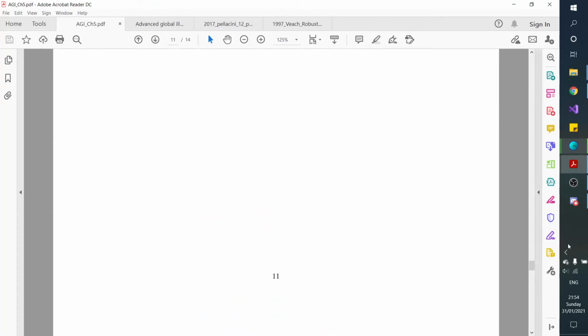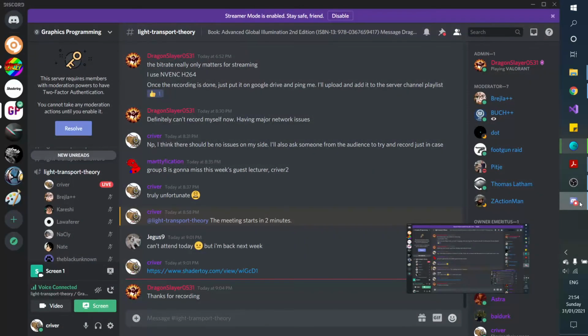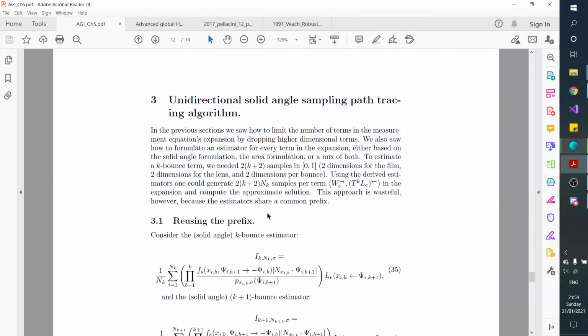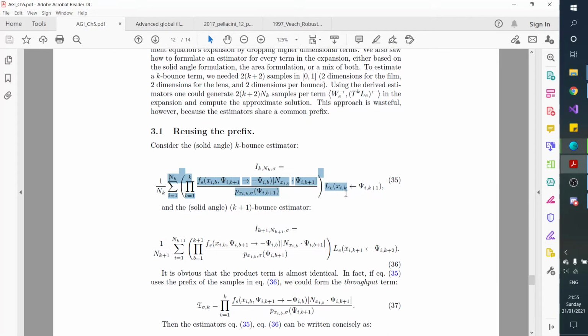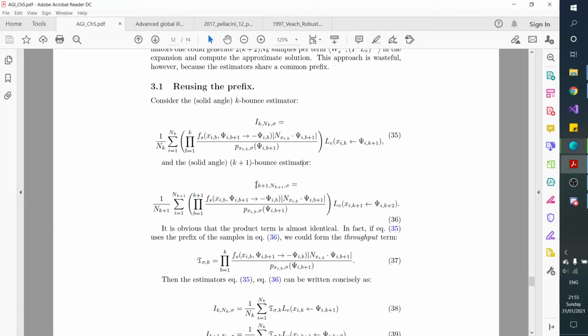Yeah, questions? Okay, then let's continue with the more practical part. We saw how to write the k-bounce estimator, so in solid angle form. That was it. Let's also look at the k+1 bounce estimator, and you can see they are very similar.